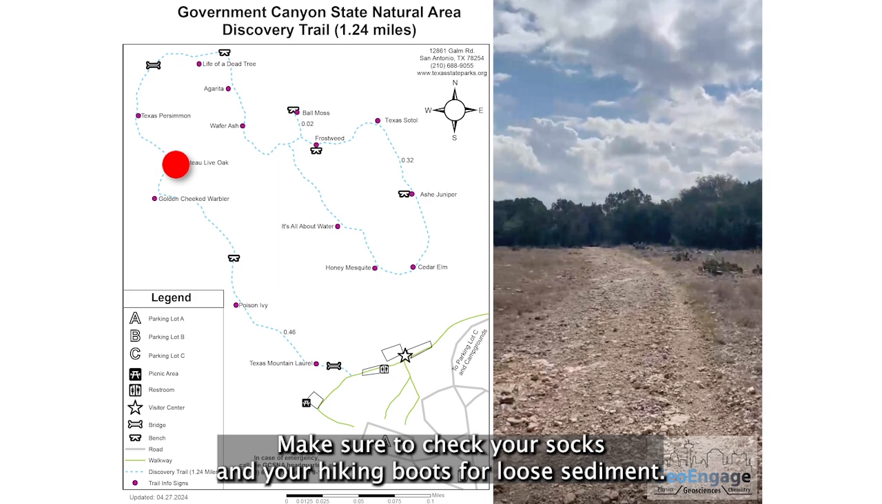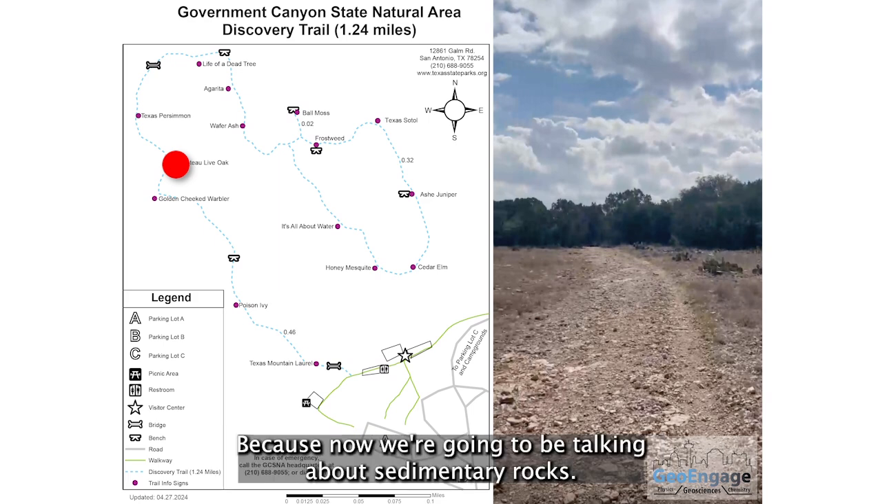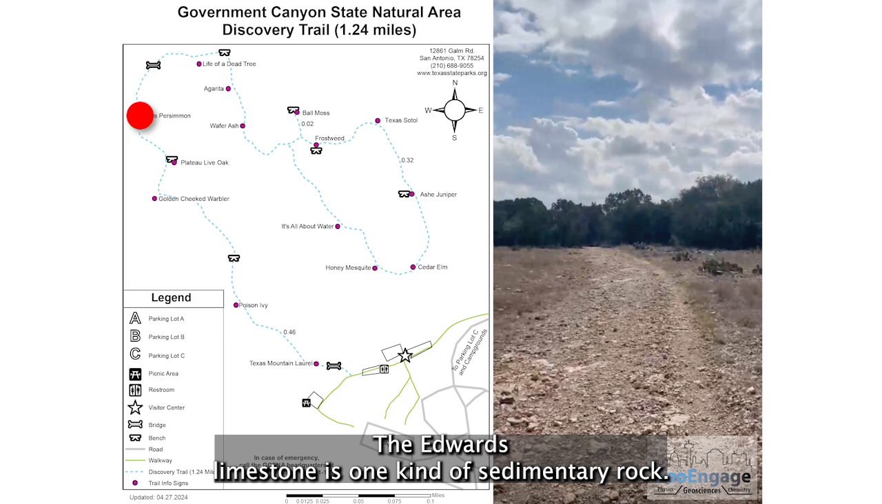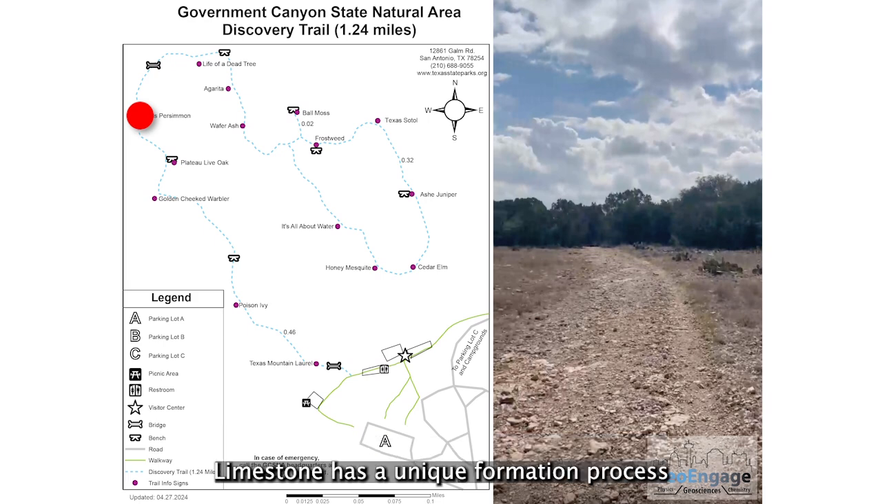Make sure to check your socks and your hiking boots for loose sediment, because now we're going to be talking about sedimentary rocks. Sedimentary rocks make up the majority of rocks in Texas. The Edwards limestone is one kind of sedimentary rock. Limestone has a unique formation process.